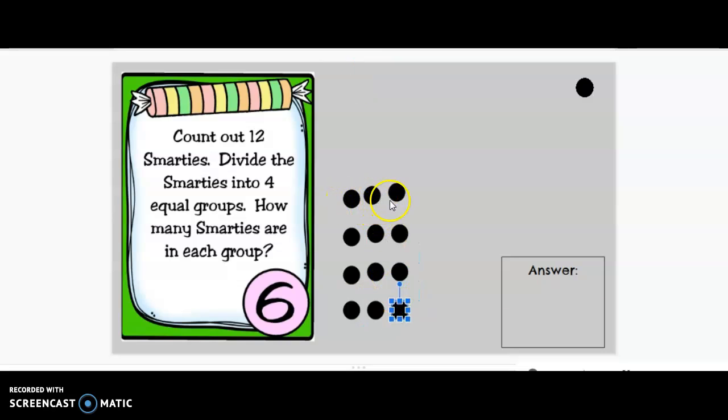1, 2, 3. Let's go to your answer and type 3. Boys and girls, don't forget, this kind of looks like an array. So if we have 4 equal groups, 1, 2, 3, 4, and there's 3 in each group, that's going to be 4 times 3. 1, 2, 3. And 4 times 3 equals 12.